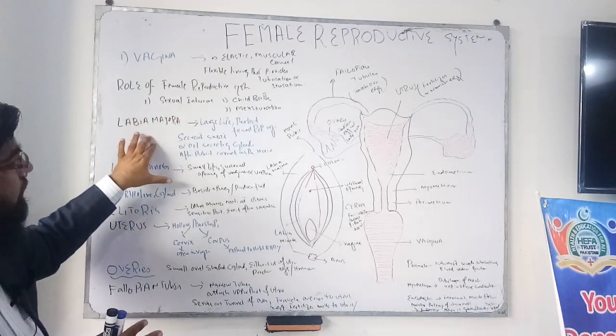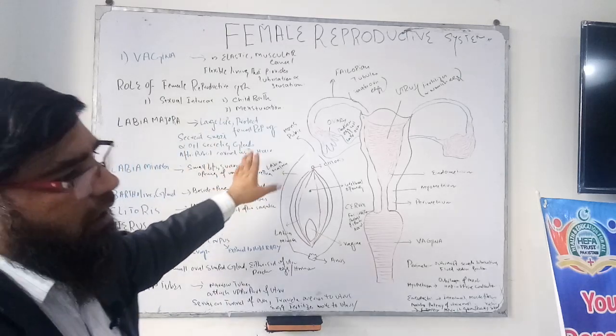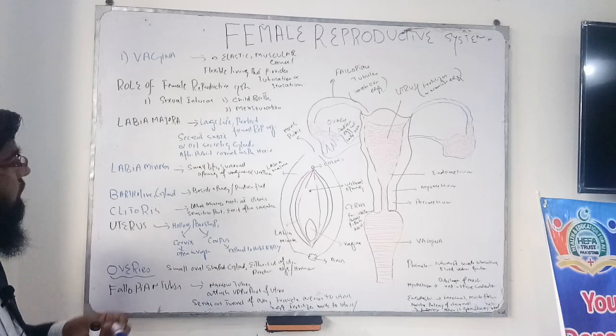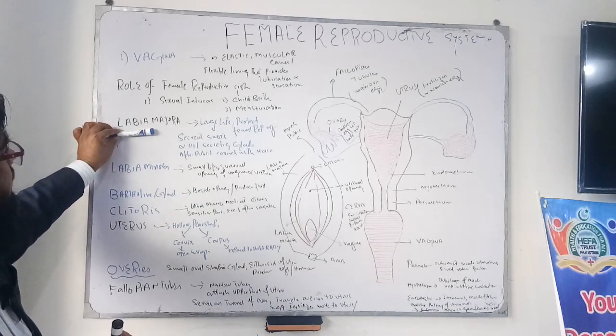Now we discuss one by one the outer parts and their functions. First of all, we discuss here labia majora.